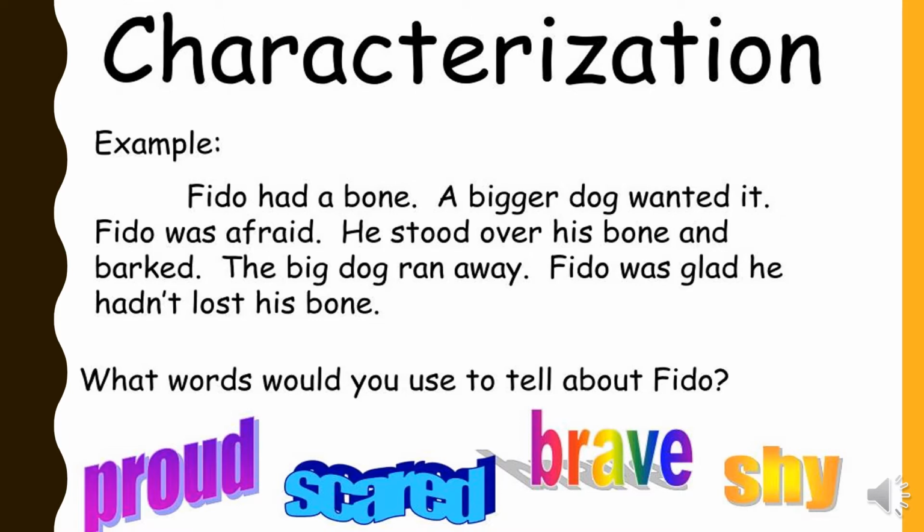What words would you use to tell about Fido? Is he proud, scared, brave, or shy? So the answer is he is brave. We conclude this since he barked over his bone and the big dog ran away.